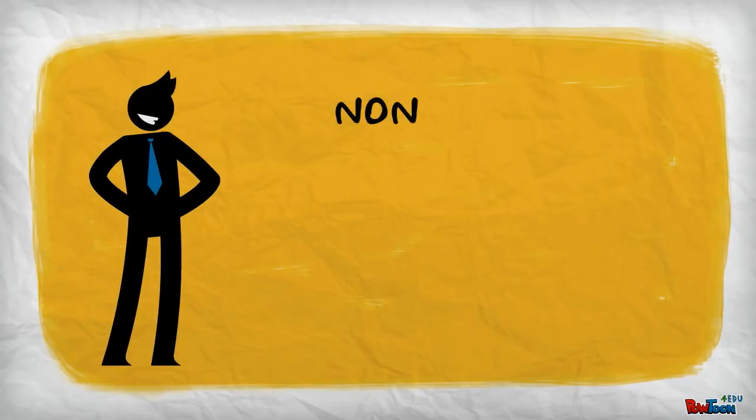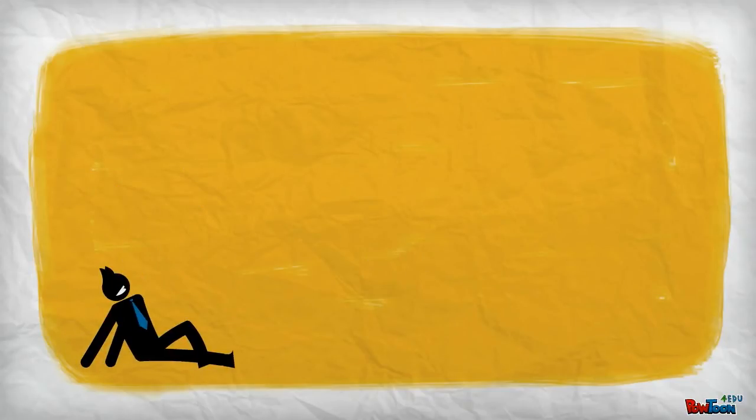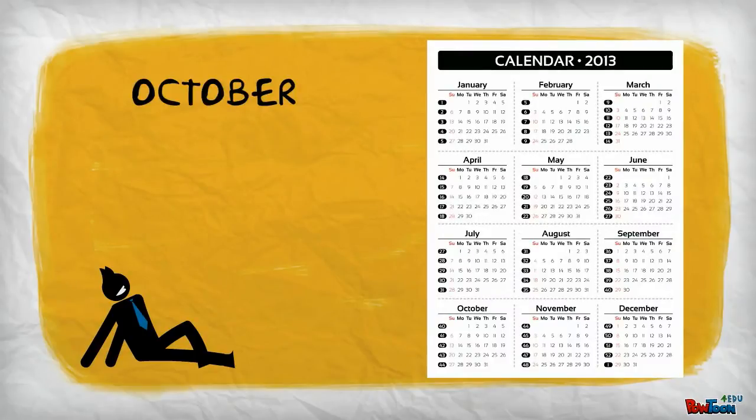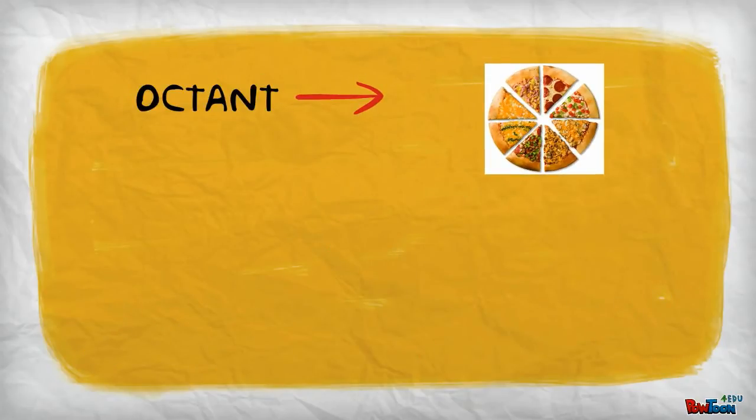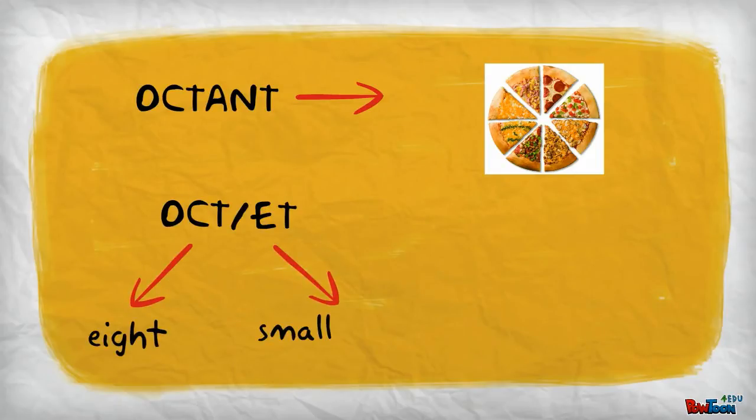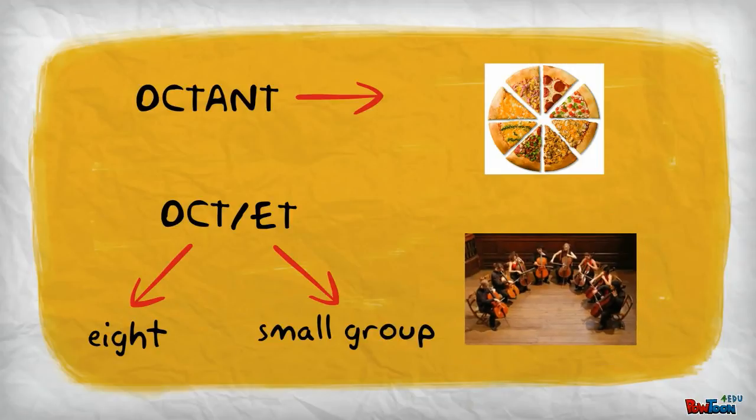Back to our words. There are not that many words with non meaning 9, but there are lots of words with oct. Remember how we talked about November being the 9th month in the Julian calendar? Well then, which one is October? Right, it's the 8th month. So you know where it got its name, even though it's our 10th month. An octant is 1/8 of something. Just like a quadrant, meaning 4, is 1/4. What about an octet? Oct means 8, and et, if you recall, means small group. So an octet is a small group of 8.